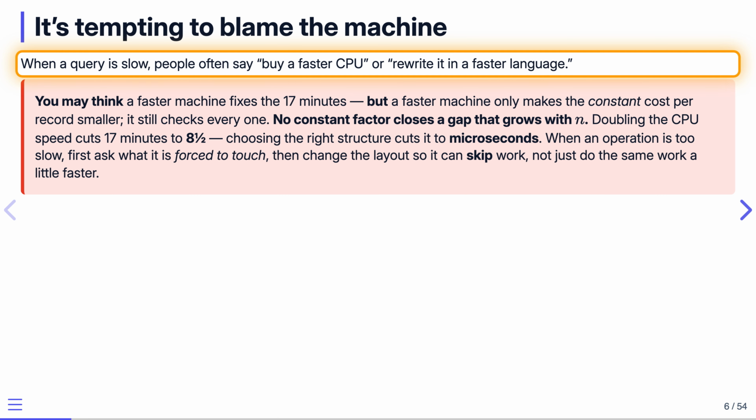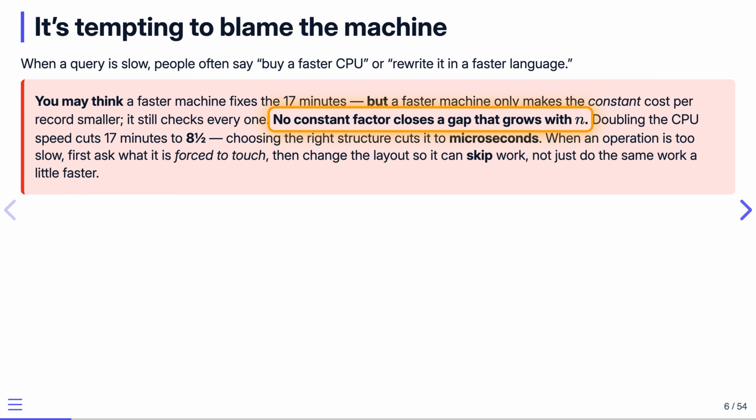When a program is slow, our first idea is often to buy a faster computer or to rewrite the code in a faster language. But a faster machine only makes each single check faster. It still checks every record. No fixed speedup can close a gap that keeps growing with n.